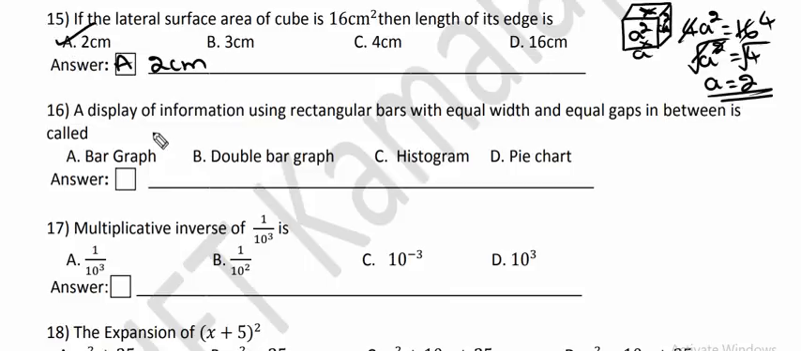Then: a display of information using rectangular bars with equal width and equal gaps in between is called. We have to observe here how we draw the bar graphs, by giving equal gaps one by one. So this is called the bar graph. So here option A is the correct answer. Therefore option A, bar graph, is the correct answer.